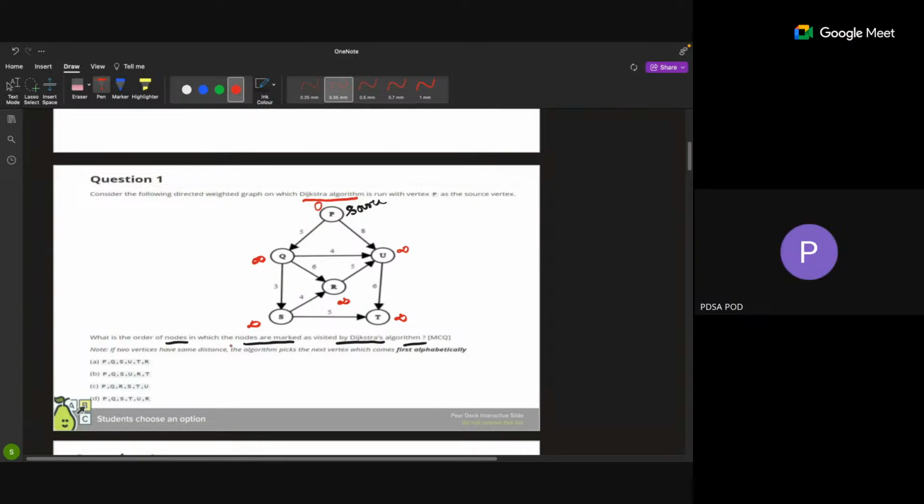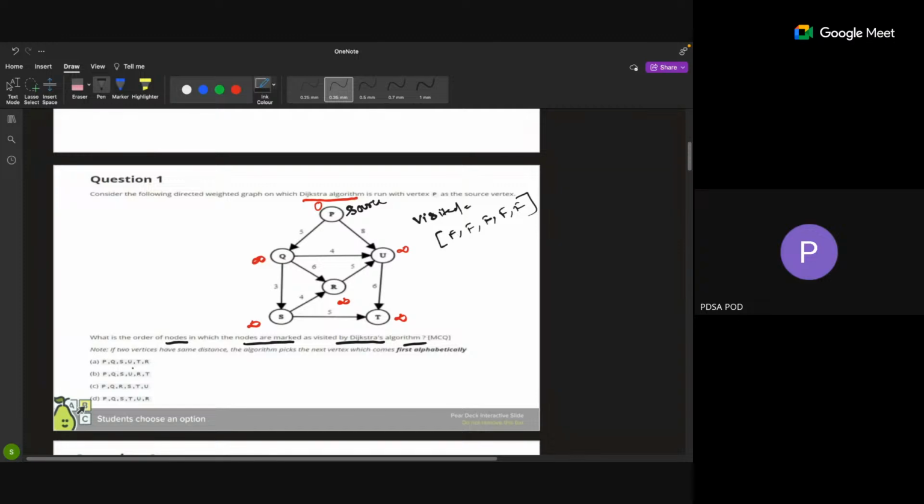Now, the question they are asking is, what is the order of nodes? Like which particular sequence of nodes is going to be visited? As you know, whenever we use Dijkstra's algorithm or any other shortest path algorithm, there is a visited array, maybe a visited dictionary, whatever you want to call it. Initially all of them are false. Out of that, which one is traversed first and what is next?